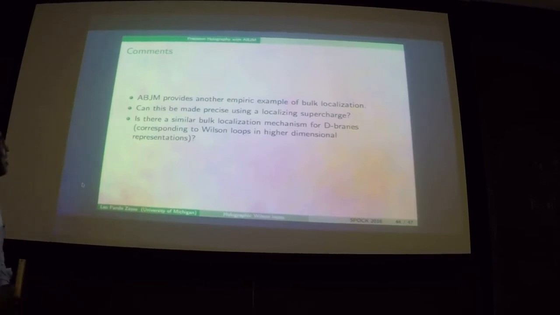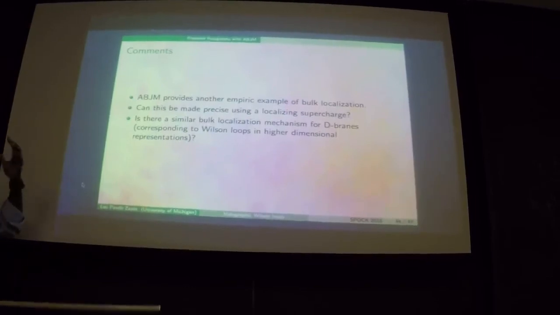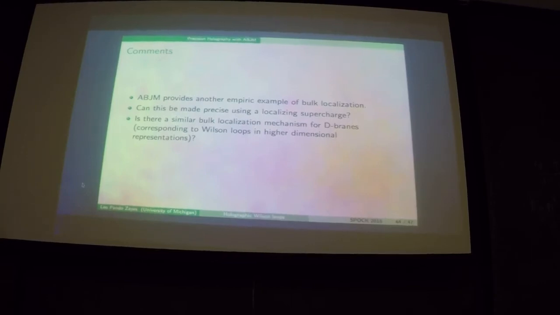Okay, so I'm more or less concluding this part. ABJM provides another empirical example of bulk localization. This is a little bit like a blue unicorn, because if you just write down the facts, you have no right to hope for that. But once you do all the steps and do the computation, you see that the answer comes from four specific modes, and that really smells like localization in the bulk. It would be nice, of course, to pursue this idea. Maybe we can have a localizing supercharge that is not completely off-shell, but can do the job for you.